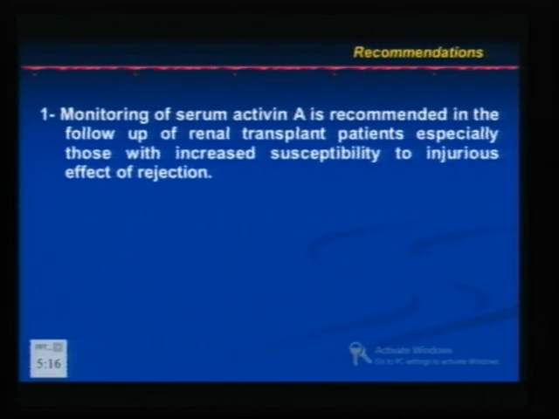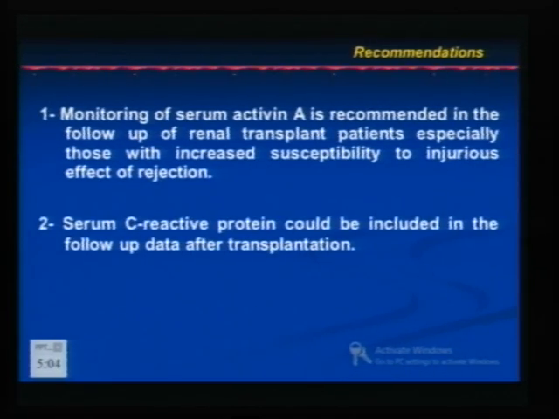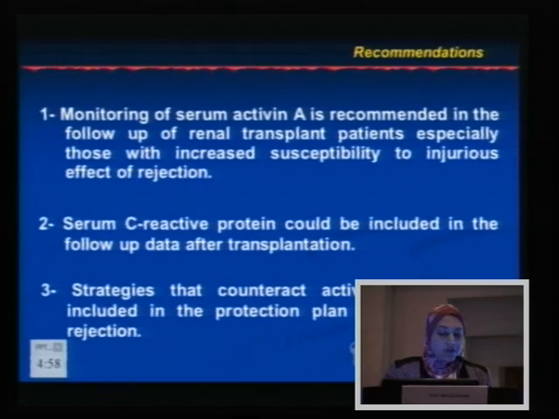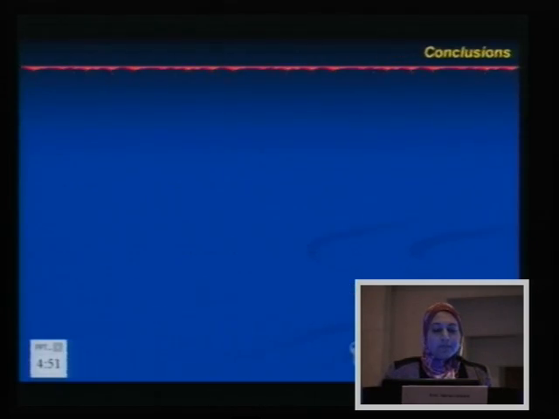Our recommendation is monitoring of serum activin A is recommended in the follow-up of renal transplant patients, especially those with increased susceptibility to the injurious effect of rejection. Serum C-reactive protein could be included in the follow-up data after transplantation. Strategies that counteract activin A could be included in the protection plan against allograft rejection.